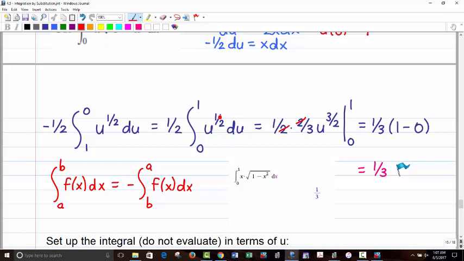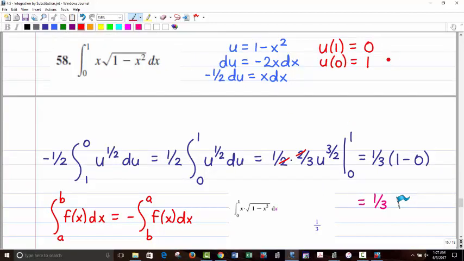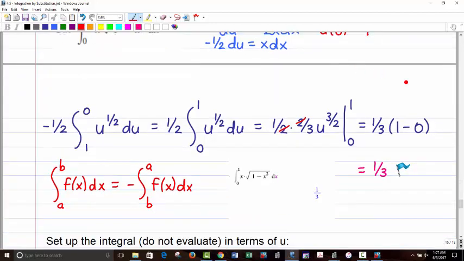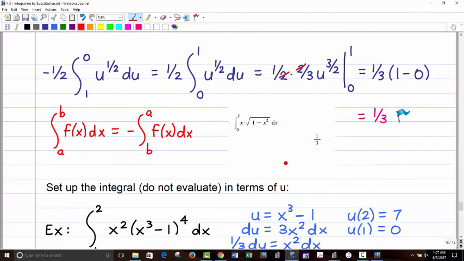So easy power rule, u to the 1/2 becomes 2/3 u to the 3/2, with the 1/2 out front. But keep in mind, this 1 and 0 now is not the original 1 and 0. They're limits of u. That means I don't have to go back to x. I don't have to change this back to x like we do for indefinite integrals. Plug in the 1, get 1. Plug in 0, you get 0. So the answer is 1/3. Maple's showing us it's also 1/3.